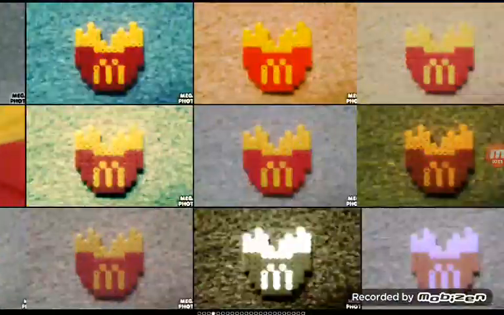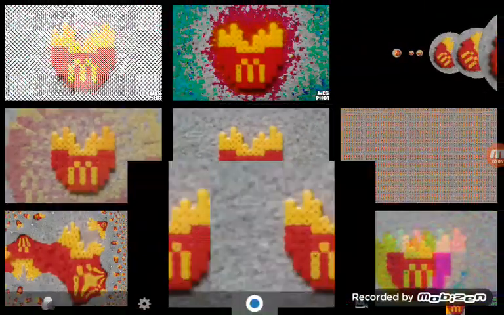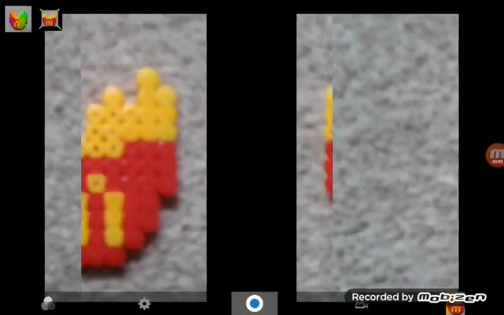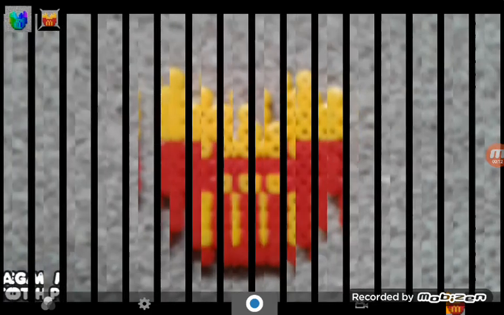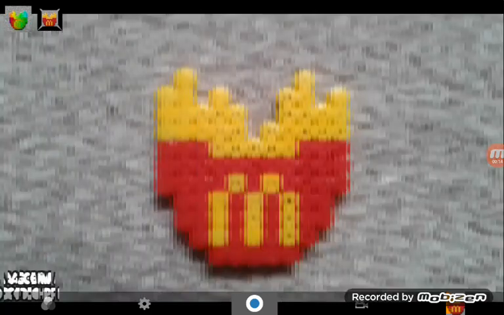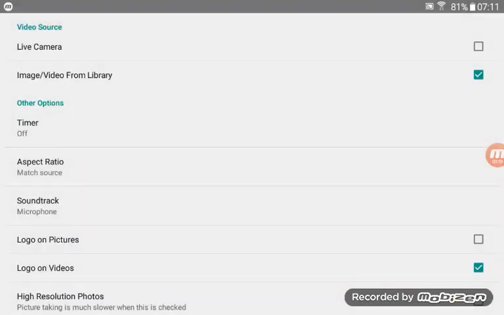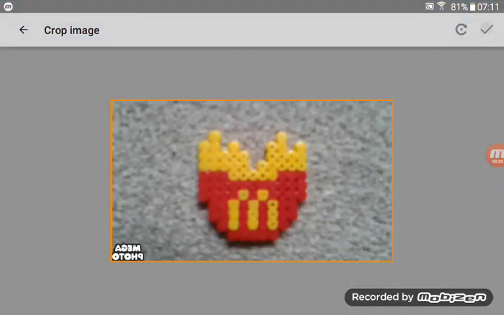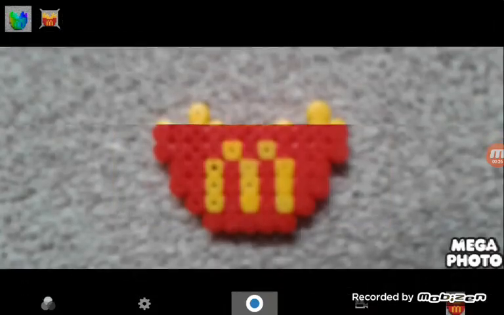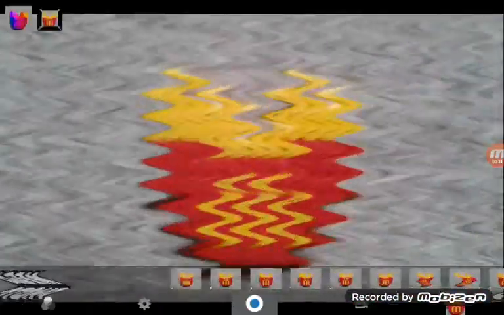Hello guys, today we're going to make opposite center effects. So this is 1, that's 2, 3, 4, 5, 6, 7, 8, 9, 10. Okay, we got that backwards, guys. This is normal, it's kind of weird like that.